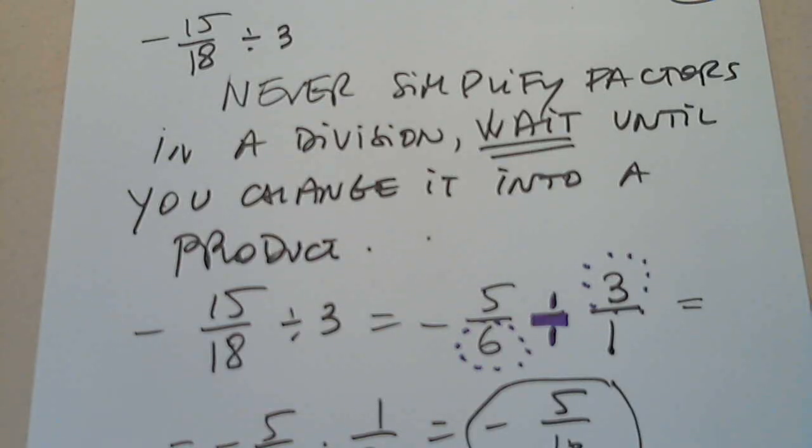Good, that was a good one. Same thing, do not try to simplify anything in a division. You have to wait till you change it into a product. That's what they did here. So you understand the difference.